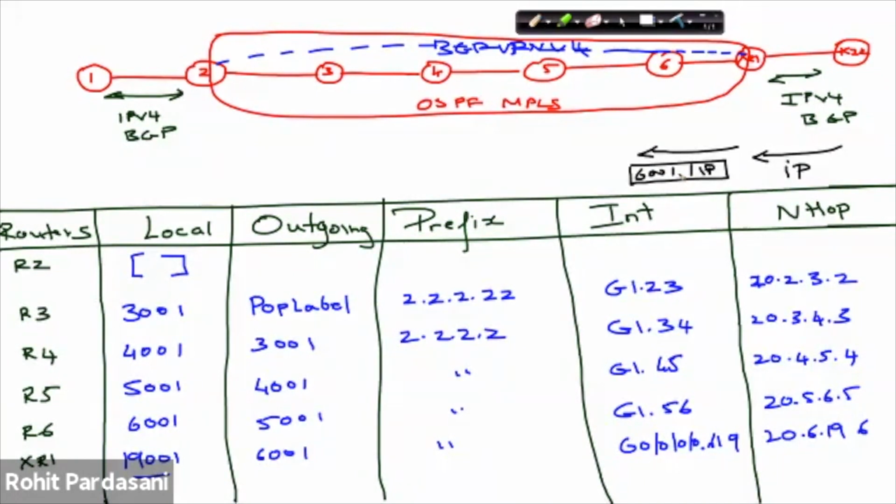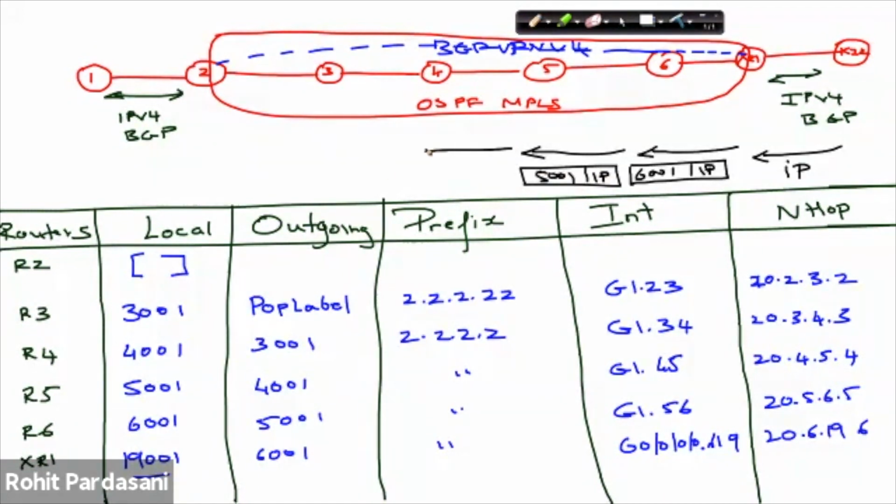What does R6 do? Does he do a routing lookup? No, because he received an MPLS labeled packet. So he does an MPLS lookup. If I receive a labeled packet, which is 6001, what do I do? I swap the label with 5001 and forward it out this interface to this neighbor. So R6 swaps the label and forwards to R5, and this would still be IP, and this would be 5001.